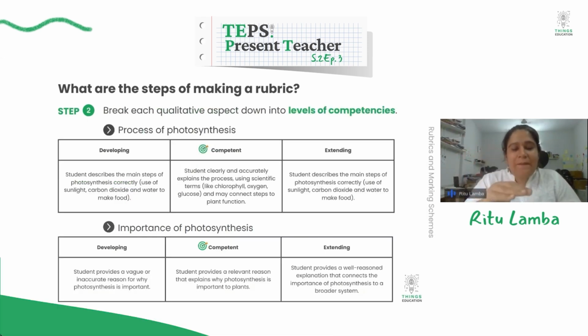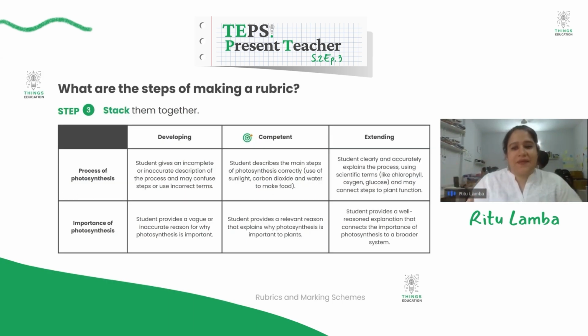Second, you break each of your qualitative aspects or criteria into three levels of competencies or three learning outcomes, whatever you would like to call them. Like you can see, the competent level, which is in the middle, is where the student meets the learning outcome exactly. Then there is the developing level before that, and the extending level after that. We'll go into what these are specifically in a bit. So I've done this for the process of photosynthesis, and I've done this for the importance of photosynthesis. So I've got the three levels for each of these qualitative aspects, these three competencies. So that's step two. And step three is put it all together. It's as simple as that.